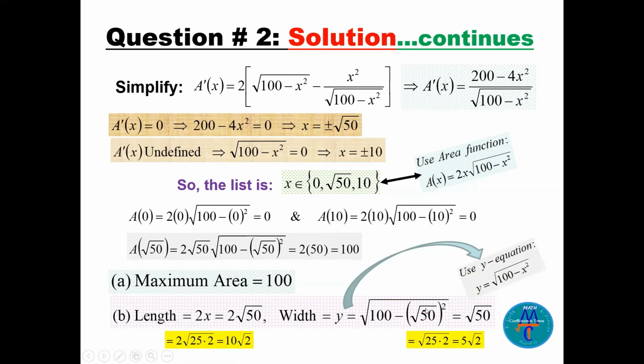The y, we have the equation for the y equals square root of 100 minus x squared. This is the y value. So it will be square root of 100 minus square root of 50 squared, which is square root of 50. Also, you can simplify that as 5 square root of 2. This is the width, and this is the length.